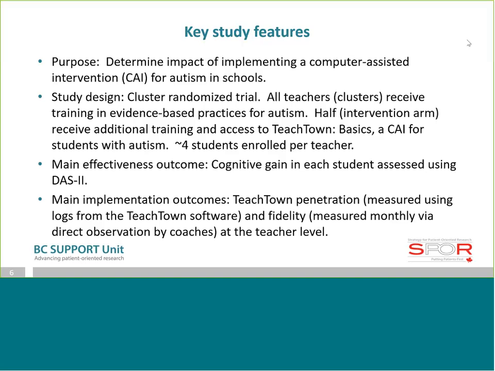Here, the individual students are not being randomized. Instead, their teachers are being randomized to receiving the intervention or not. And then all students who are being taught by that teacher will either receive or not receive the intervention based on the teacher's allocation. And so in this case, all of the teachers initially will receive training in evidence-based practices for autism. And in this paper, there was a description of what these practices were.